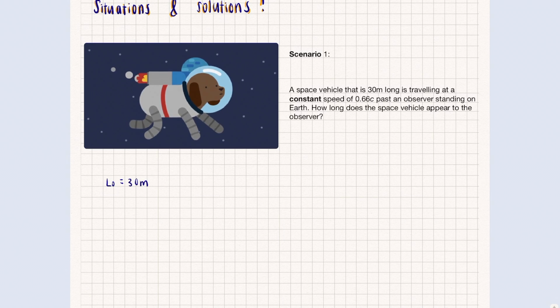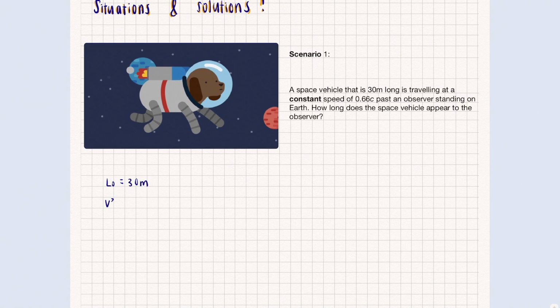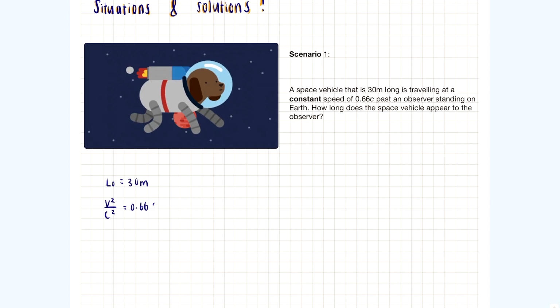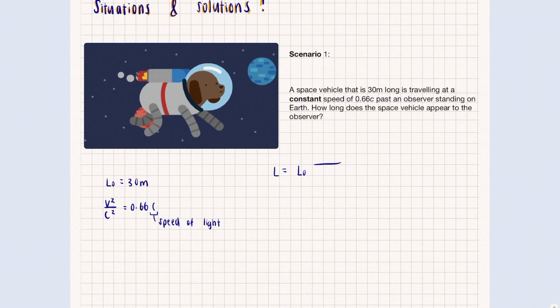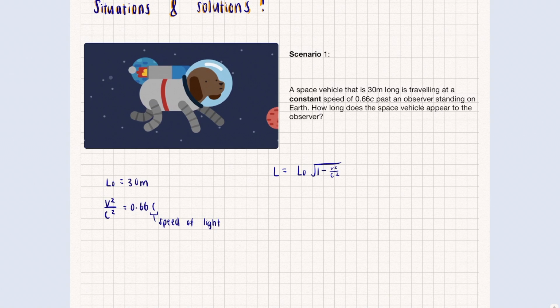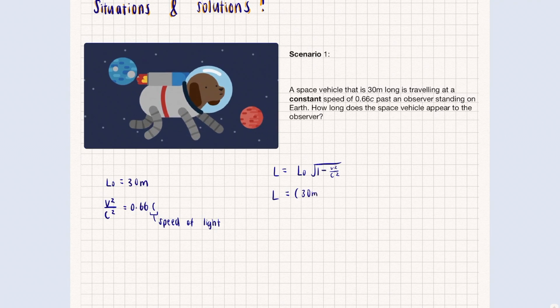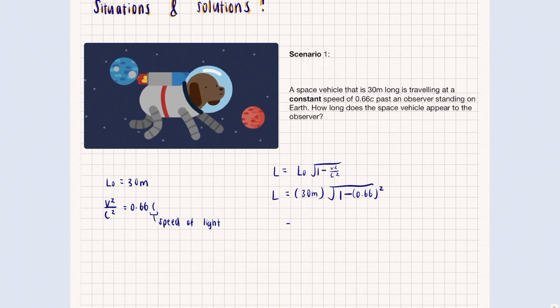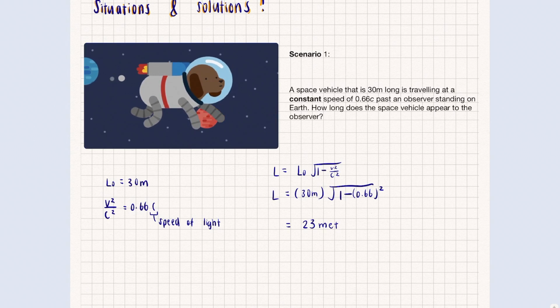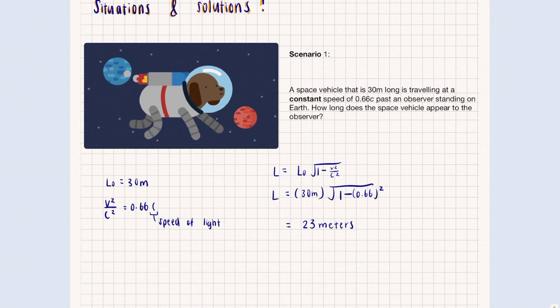We know that L0 is equal to 30 meters, and the velocity is 0.66 times the speed of light. So now what we have to do is use 30 meters times the square root of 1 minus the velocity squared divided by the speed of light squared. So 30 meters times the square root of 1 minus 0.66 squared gives us the answer of 33 meters. And now let's look at scenario 2.